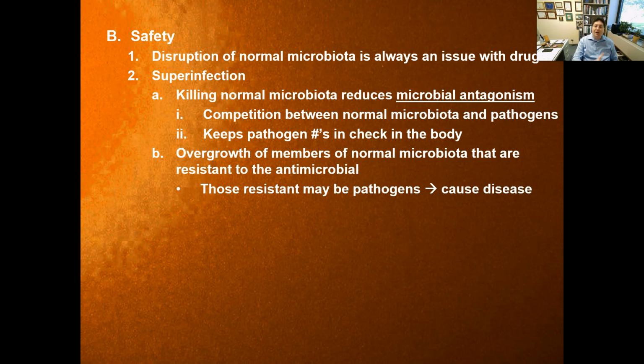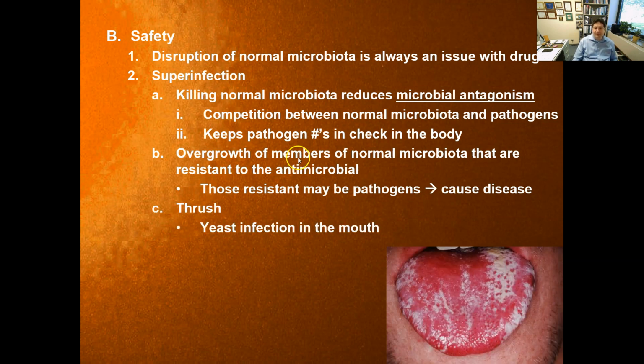Now, with no other good bacteria to keep that C. diff in check, its population just explodes, and now you have an infection. That's known as a superinfection. This overgrowth of members of the normal microbiota that are resistant. We call that a superinfection. Other examples like thrush. I mentioned C. diff. Okay?